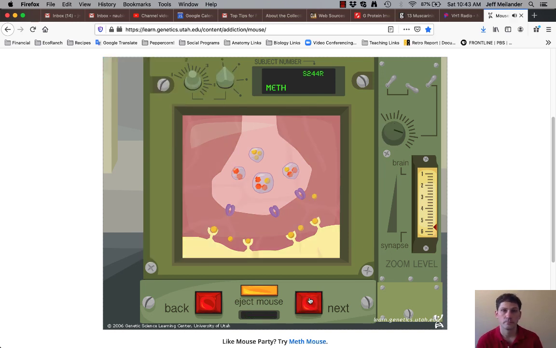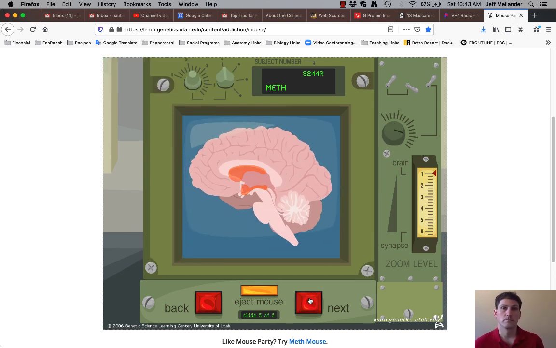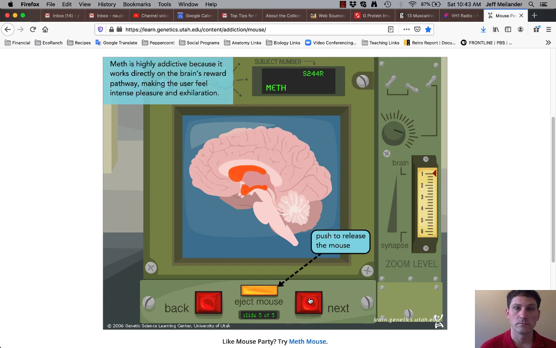Meth is highly addictive because it works directly on the brain's reward pathway, making the user feel intense pleasure and exhilaration. All right, great. So we're talking about our reward pathway here.